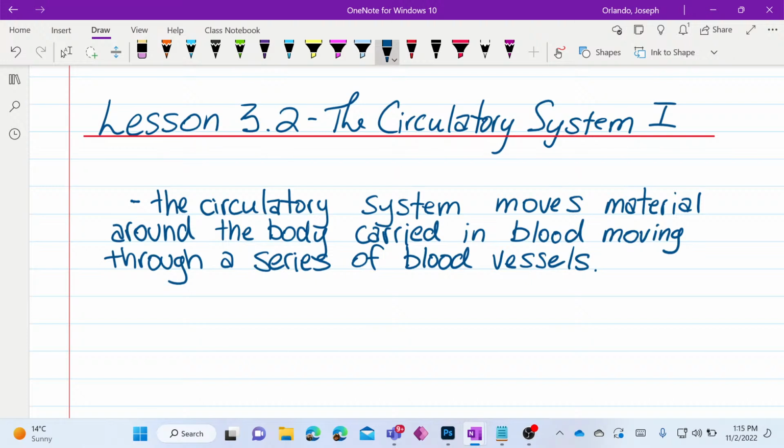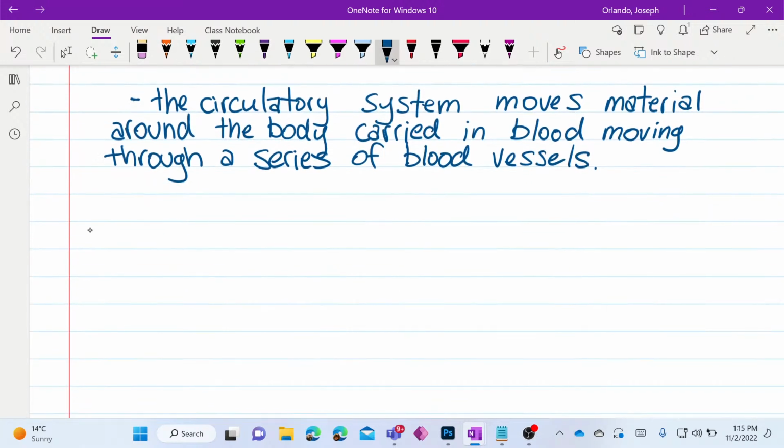That's what your blood vessels are. They're just tubes that run all throughout your body that blood can flow in. And some of them are made to send blood to all the different parts of your body, and some of them are made to bring the blood back where it came from. All right, so let's talk about the parts of this. The first thing we're going to talk about is blood.